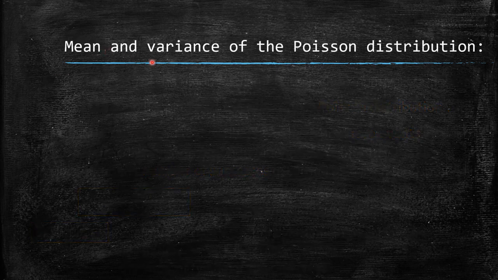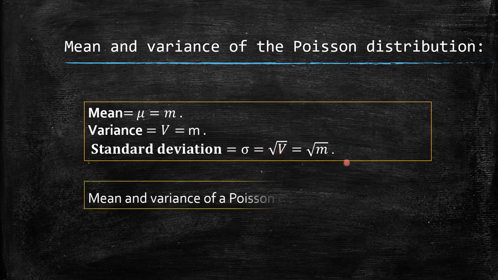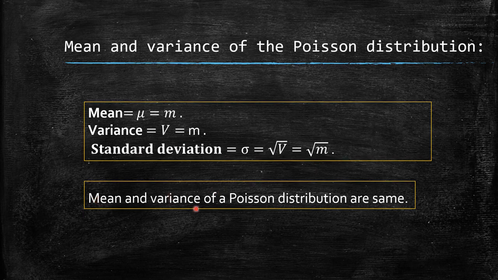Next, the mean, variance and standard deviation of the Poisson distribution. For the Poisson distribution, the mean is mu equal to m, which we already used in the probability function, m to the power x e to the power minus m by x factorial, where m is the mean number of successes. The variance v is also equal to m. The standard deviation sigma, the square root of variance, is root m. So for the Poisson distribution, mean and variance are the same.